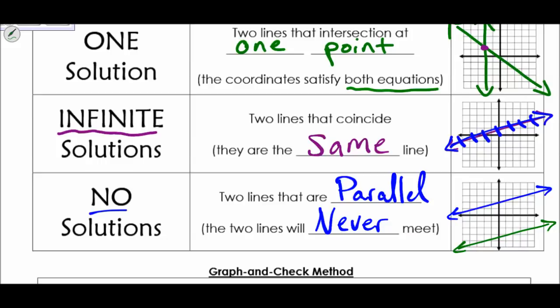Remember, they need to have the same slope. Those have the same slope, different y-intercepts, so they just go off in the same direction. They keep the same distance between them the whole time, and they never actually meet. So there's no solution to that system of equations, because that's what we're looking for. Where those 2 lines meet, well, they're never going to meet, so there's no solution to that.